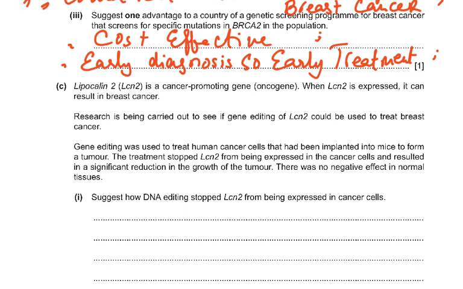Then coming to part 5C, lipocalin-2 LCN2 is a cancer promoting gene, oncogene. When LCN2 is expressed, it can result in breast cancer. Research is being carried out to see if gene editing of LCN2 could be used to treat breast cancer. Gene editing was used to treat human cancer cells that had been implanted into mice to form a tumor. The treatment stopped LCN2 from being expressed in the cancer cells and resulted in a significant reduction in the growth of the tumor. There was no negative effect in normal tissues.